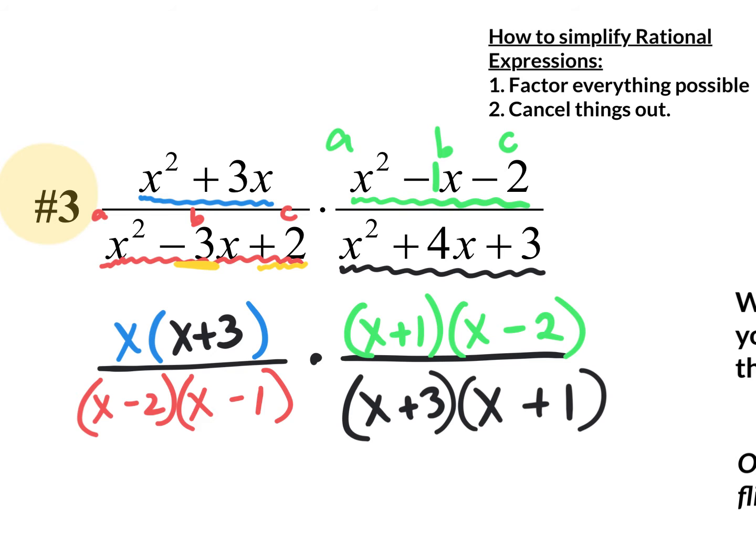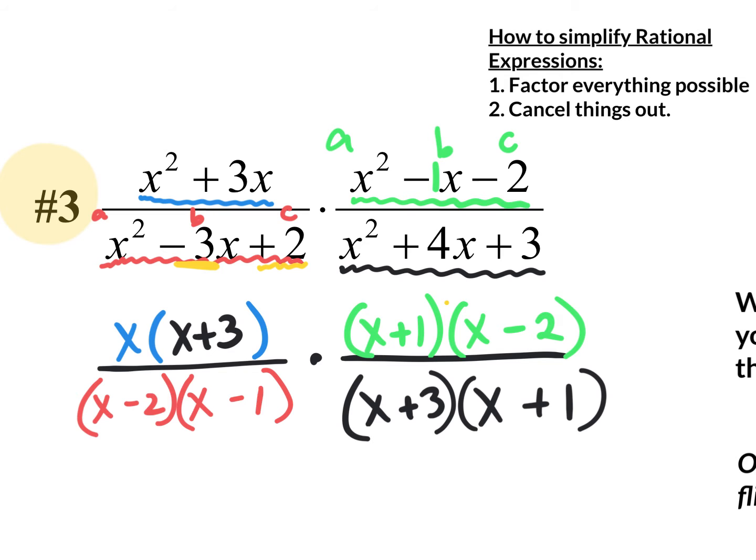Are you with me? So, just like the previous lesson, how do you simplify rational expressions? Factor everything possible. We already did that. Cancel things out. So let's cancel things out. What do we see that's identical up on top and on bottom? And it doesn't have to be right on top of each other. As long as it's in the numerator, either this fraction or this fraction, it could cancel with anything in the denominator. So what do I cancel first?